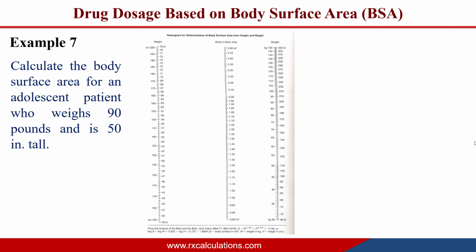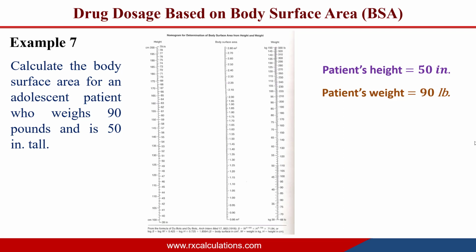So now let's take a look at another example. In the previous two examples that we just looked at, the question was more focused on an adult patient. So let's see how it looks like if you do have an adolescent patient. And so here the question says calculate the body surface area for an adolescent patient who weighs 90 pounds and is 50 inches tall. And so the patient's height is 50 inches and the patient's weight is 90 pounds.